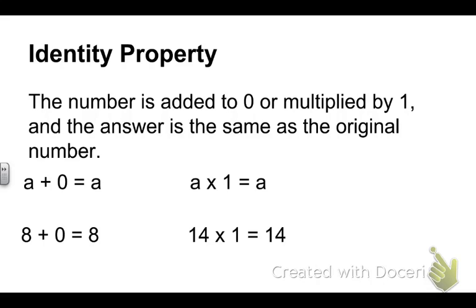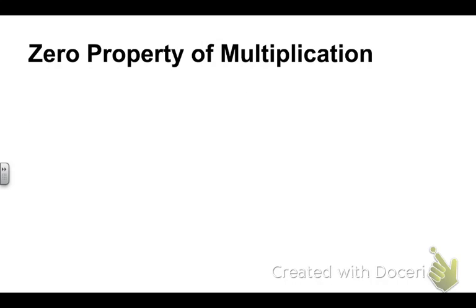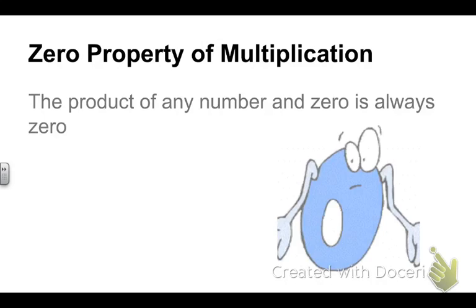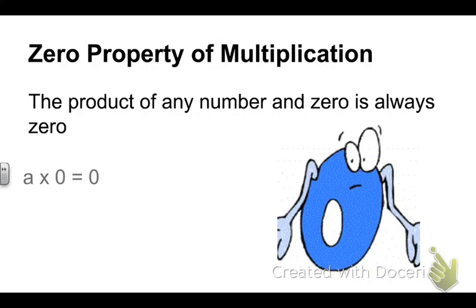You've kept your identity. The zero property of multiplication. This states that the product of any number and 0 is always going to be 0. Alright? You have a number, you multiply it by 0, it's going to be 0. It doesn't matter what the number is, it can be 1,000,002, multiply it by 0, you're going to get 0.